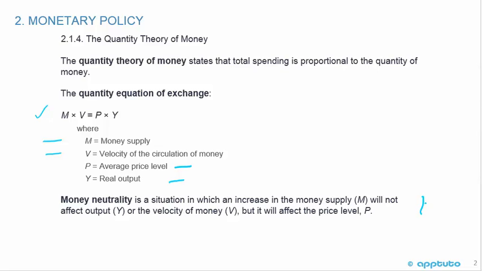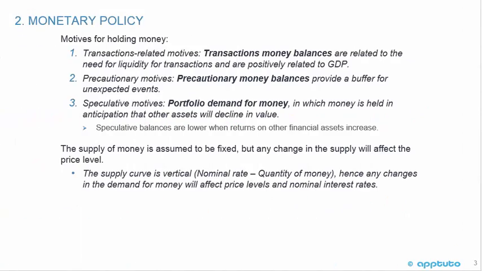Money neutrality is a situation in which an increase in the money supply, M, will not affect output Y or the velocity of money V, but it will affect the price level P. This is kind of like going back to accounting: assets equals liabilities plus equity. If you increase A, you're going to increase either L or E. So in this case, the way that I like to think about money neutrality is that if I increase M, but I don't affect V or Y, then obviously I have to have an increase in my P.